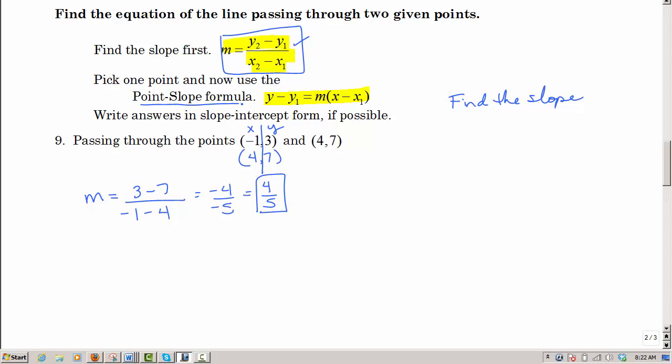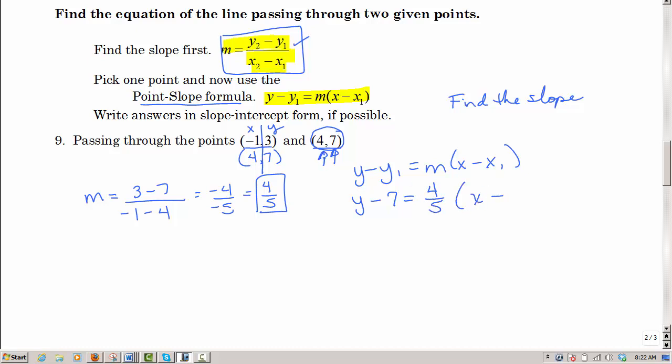Now I have to use my point slope formula. Well, what point do I choose? It doesn't matter. You can choose the -1, 3 or the 4, 7. I'm going to choose the 4, 7 just because it doesn't have a negative. But if you choose the other one, we'll still get the same exact answer, I promise. Right? So here's my formula. Again, the more you write it, the more you will memorize it. So we have y minus, and I'm going to choose that one, 7, equals the slope I found of 4/5.